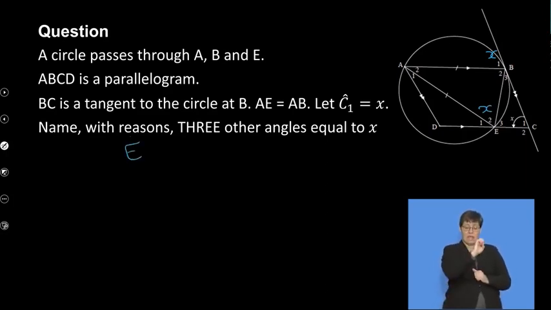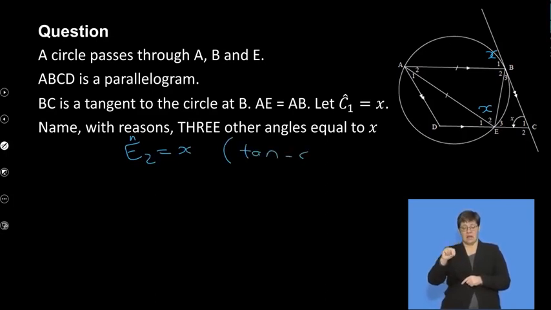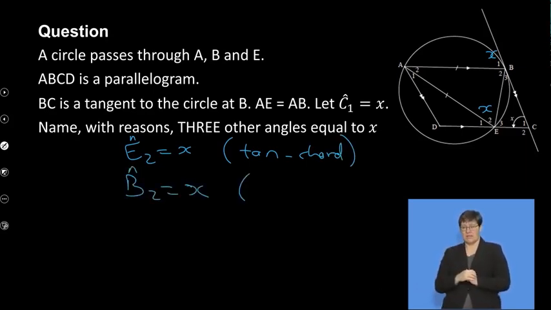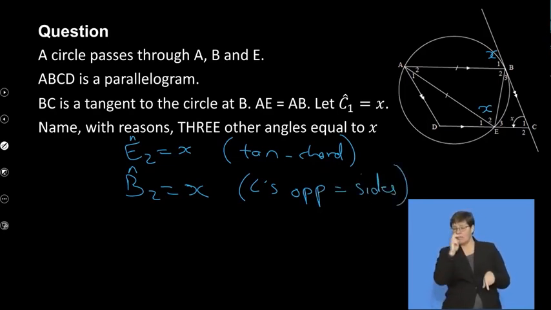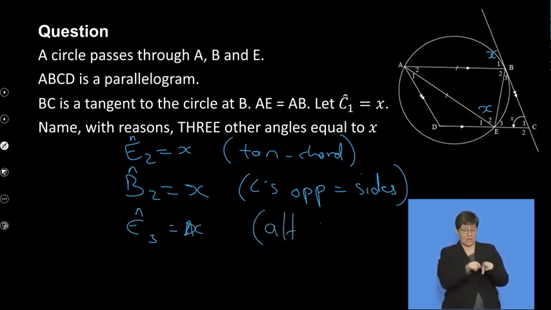So firstly, I will say E2 is x, and this will be tan chord, right? This will be tan chord. And then I know also that B2 will be equal to x, and this will be angles opposite equal sides. And then lastly, we need one more angle, which we then will say is E3 because of alternate angles. This will be E3, which is equal to x, and your reason will be alternate angles.